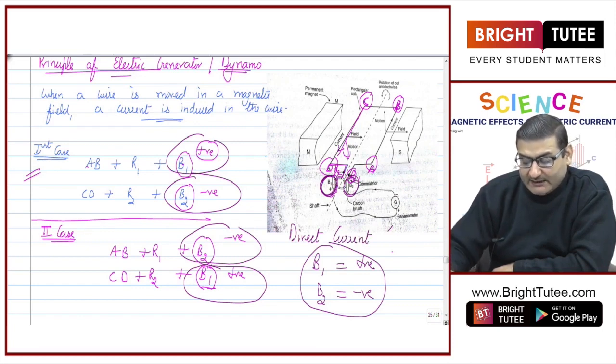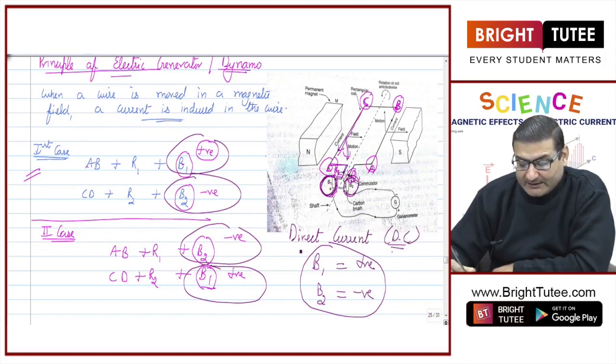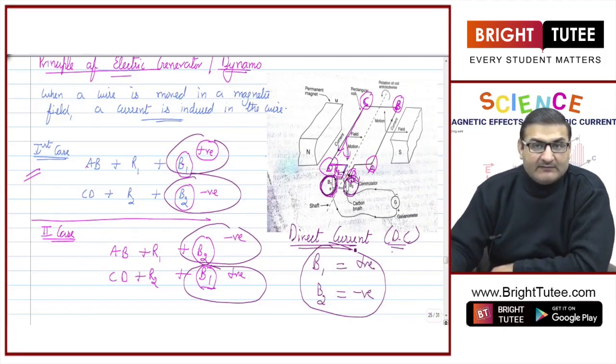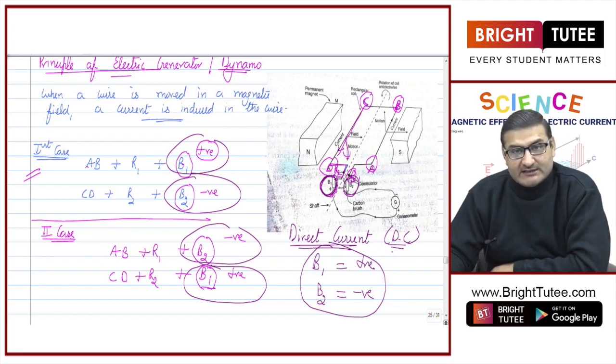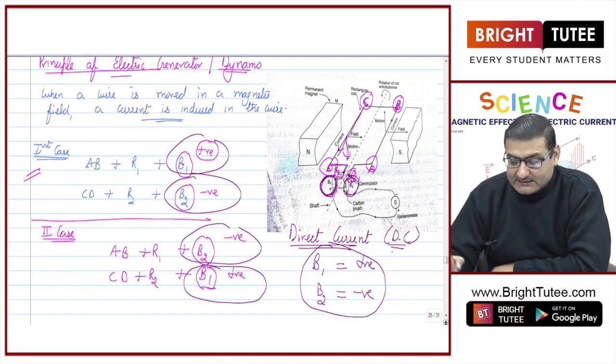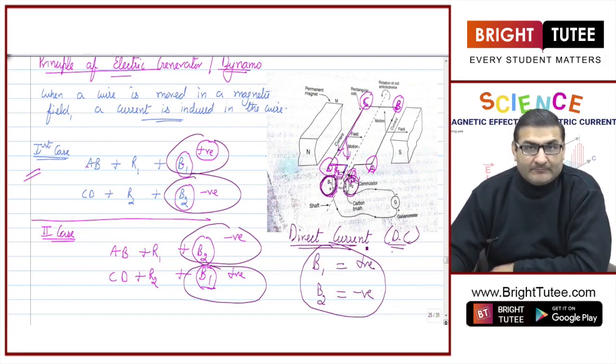So what is direct current or DC? Direct current is that current which has the same direction, which does not change its direction. That is direct current, right? And how can we relate that it is direct current?